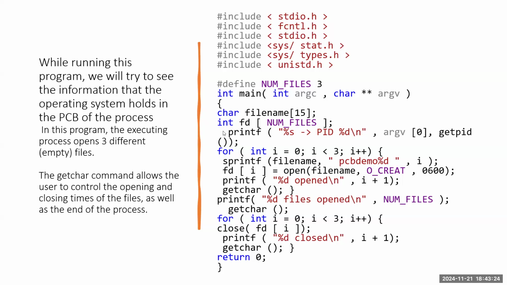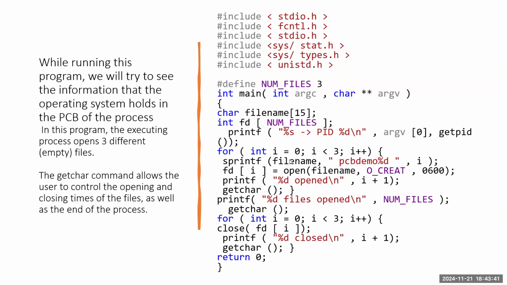Fine. But we only have one. We have no forking here. We're just talking about general PCB ideas without relating to creating multiple processes. Because I don't see any forks here. I don't see any threads. So we created one process. We get a PID of it.